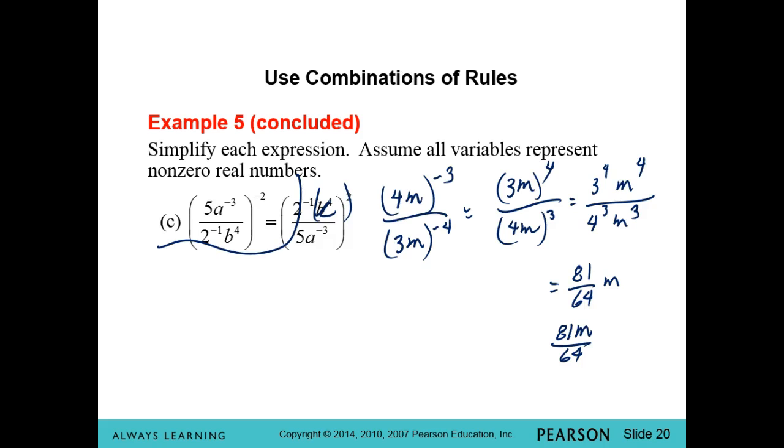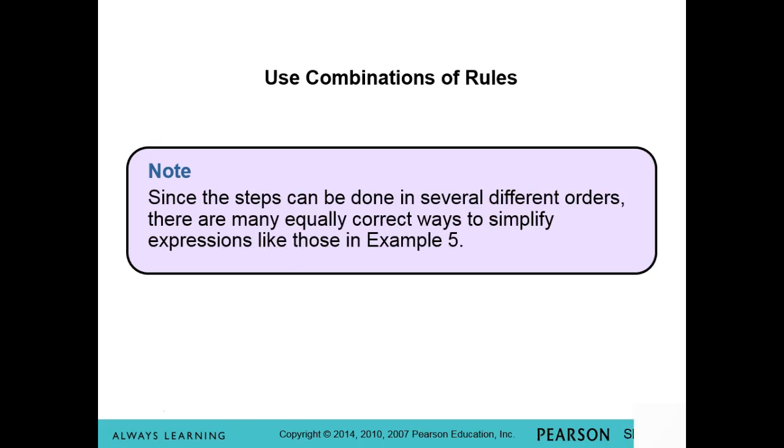Let's see if we can get the notes in here quickly. Note, since some steps can be done in several different orders, there are many equally correct ways to simplify expressions like those in example 5. I've already been saying that over and over and over. Now, there's a few more of example 5 you can do in the book. There's all the marginal example 5s you can do in the book.